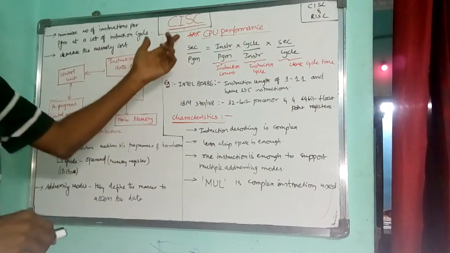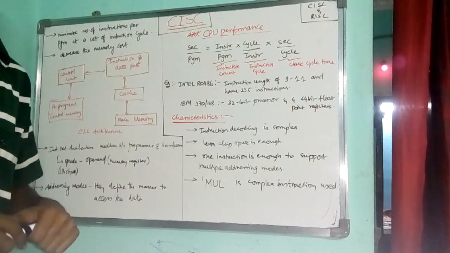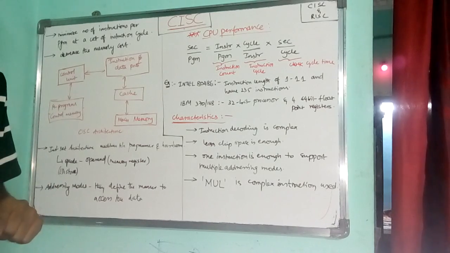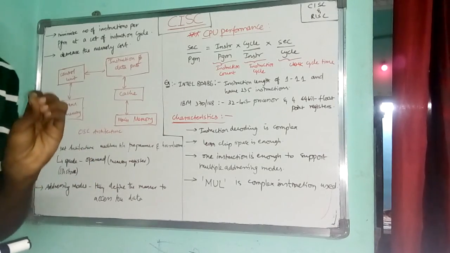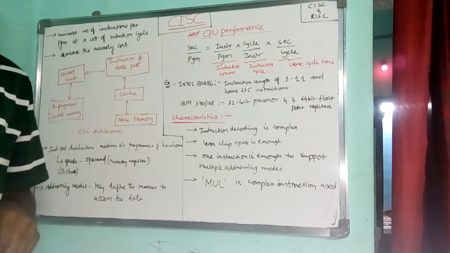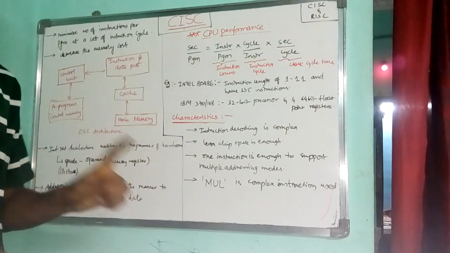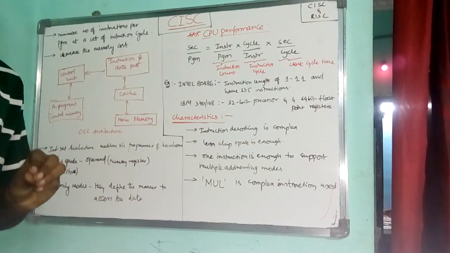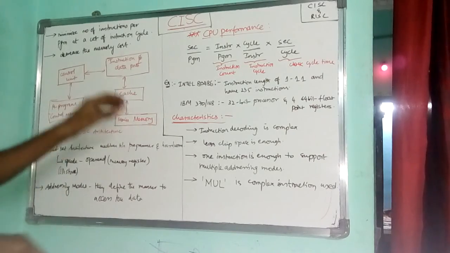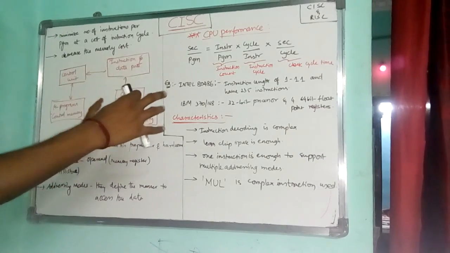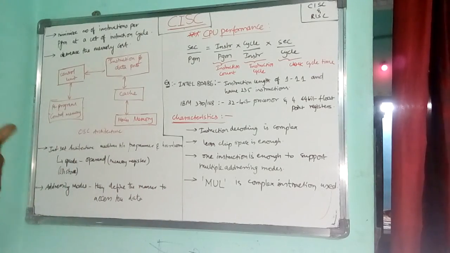Now, CISC means Complex Instruction Set Computer. That means we embed many micro operations or micro instructions into one instruction and we execute it. That means we execute one instruction in which we have multiple small instructions. Here I have written down the characteristics of CISC. We'll see them one after the other.